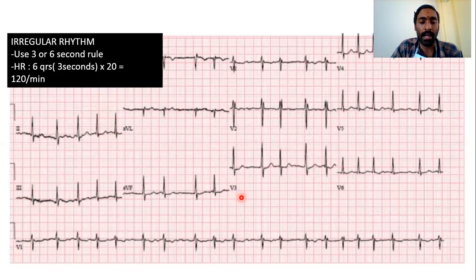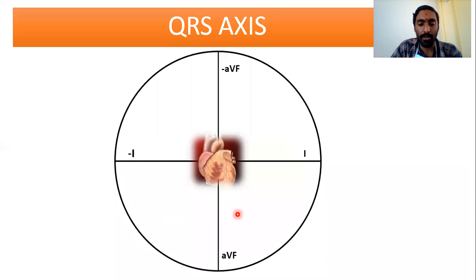The second point is to look at AVF. AVF is positive here. So lead 1 is positive and lead AVF is positive. That means it is going to be in this quadrant. If AVF is negative and lead 1 is positive, it's going to be in this quadrant.